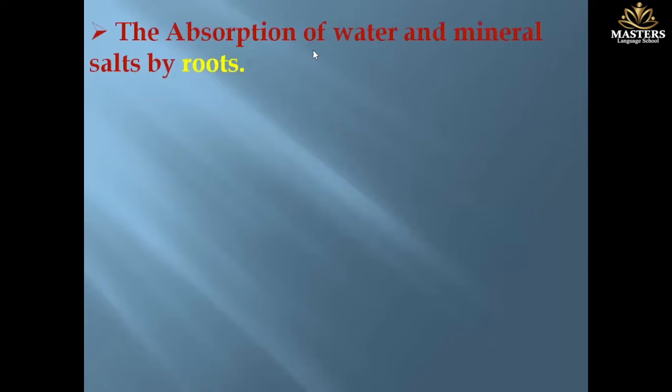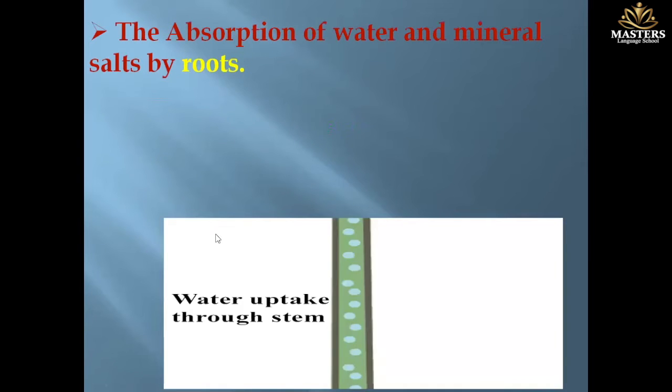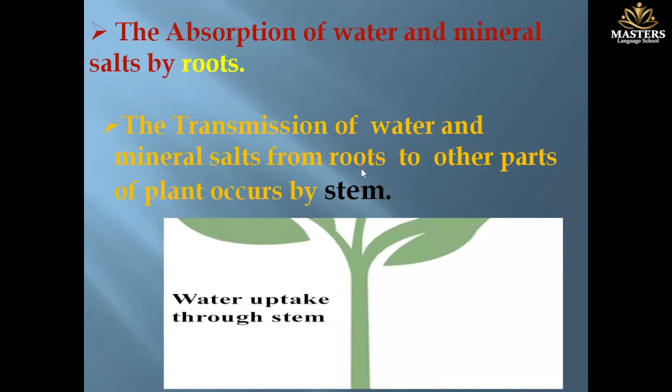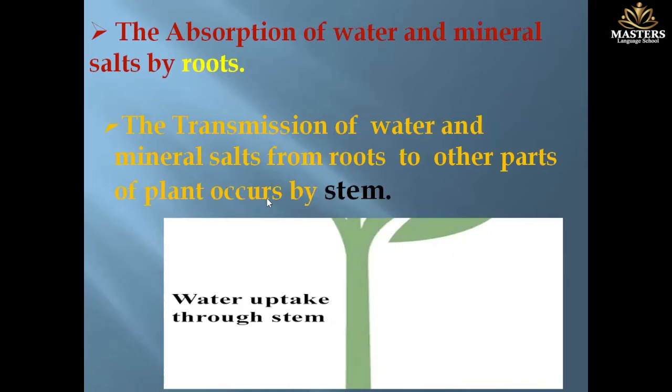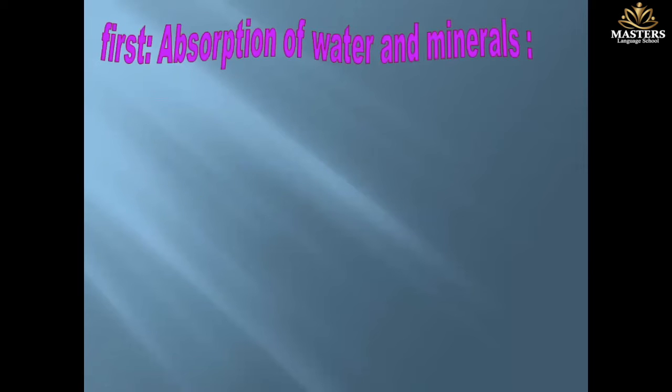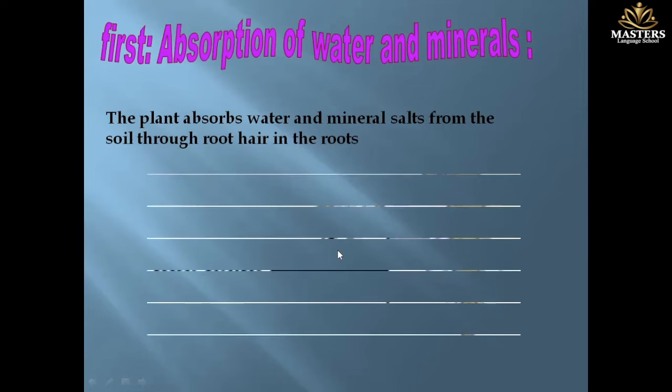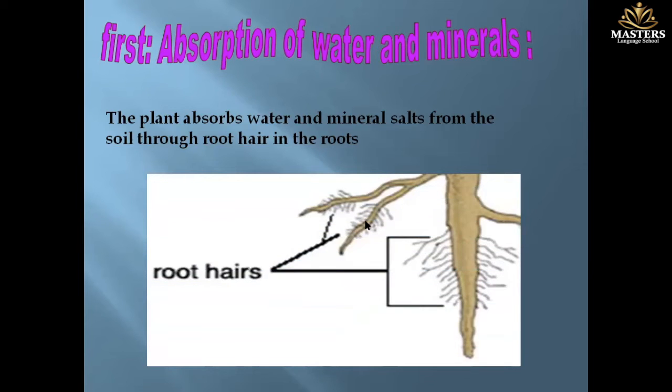The absorption of water and mineral salts is done by roots, but the transmission, or the transfer, of water and mineral salts from roots to other parts of the plant occurs by the stem. First, absorption of water and minerals. The plant absorbs water and minerals from the soil through the root hairs in the roots. These are small parts in the roots which are called root hairs.